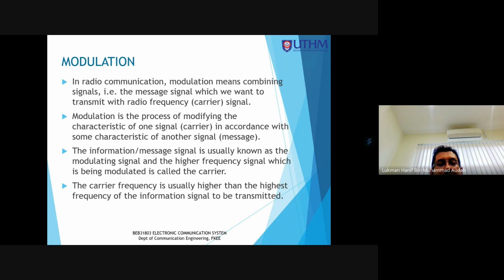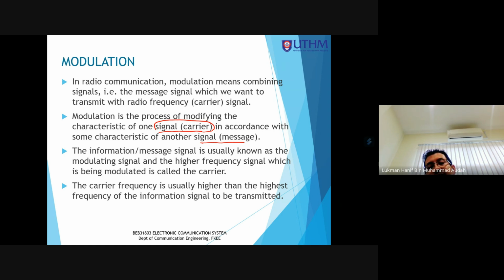So modulation is the process of modifying the characteristic of the carrier. The characteristic of the signal that will change is actually the carrier itself, not the input. The characteristic of the carrier changes in accordance with the input. The input signal or the input message remains the same as usual, but during this modulation process, the carrier signal changes.